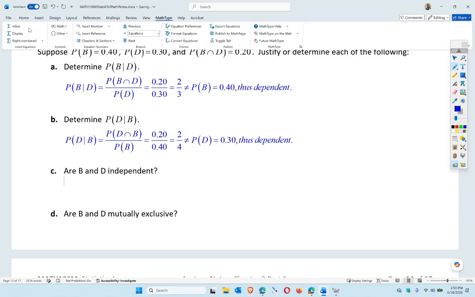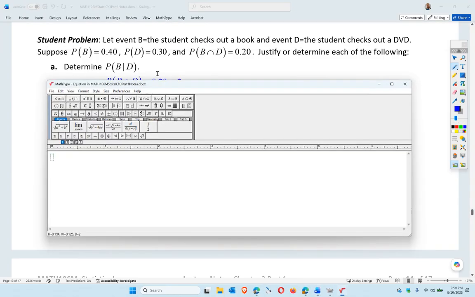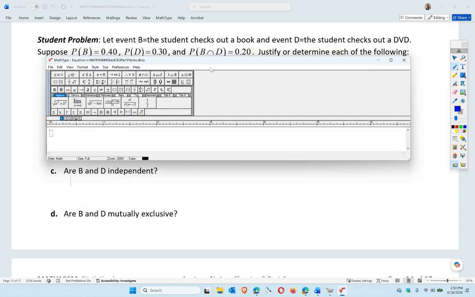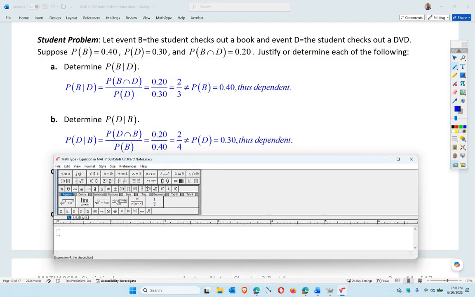Let's try this a different way. Let's try to do it this way. How about we move it up to here. Probability of B times the probability of D, right? So the B is 0.40, the D is 0.30. So 3 times 4, or 4 times 3 is 12, right?